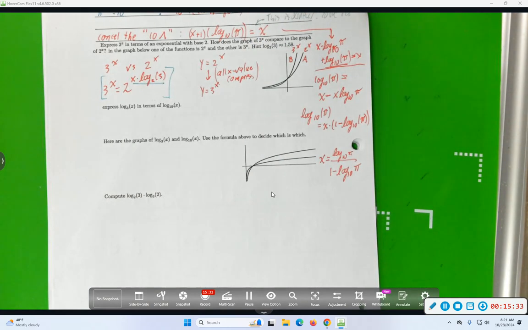That feel pretty good? So all exponential functions are the same graph. They're just maybe compressed horizontally some.